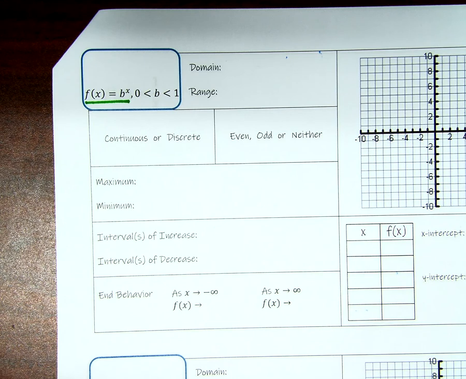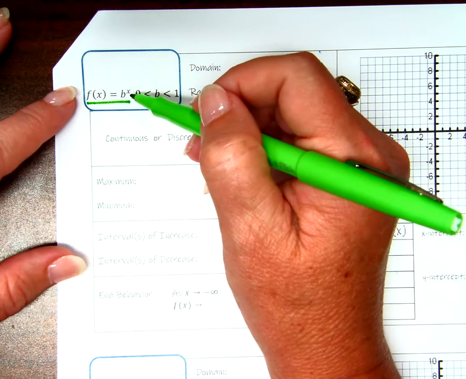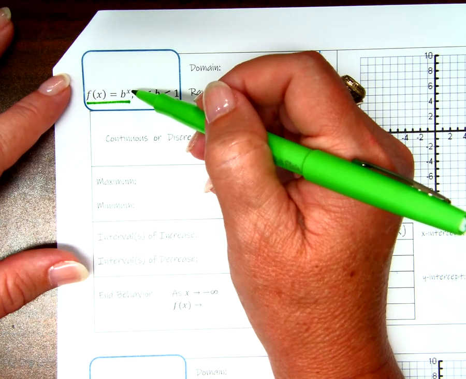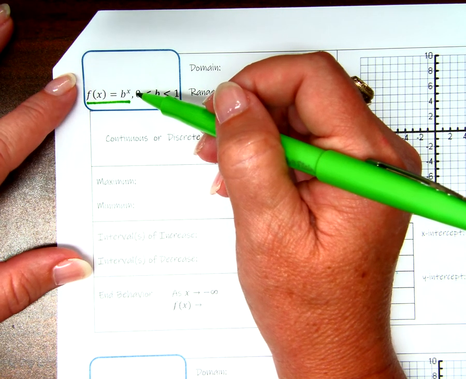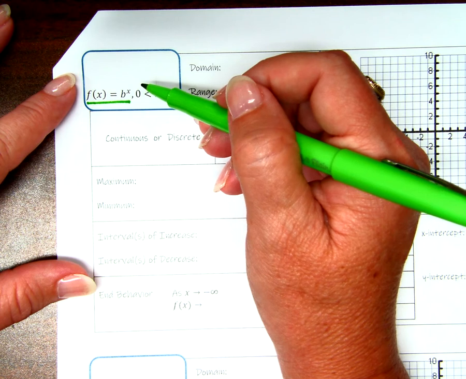Good guess. You want a hint? Where is the variable? What's typically the variable? X, right? Where is the variable? It's a little baby number way up high. You guys know what we call those? Exponents. So guess what kind of function this is? Exponential.